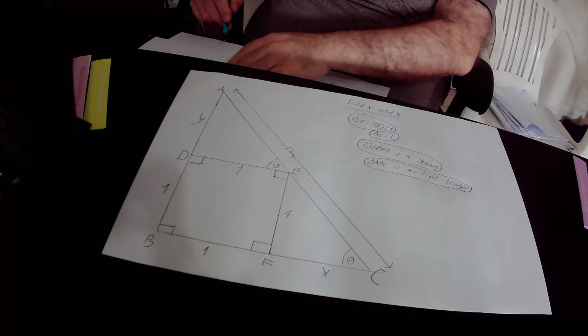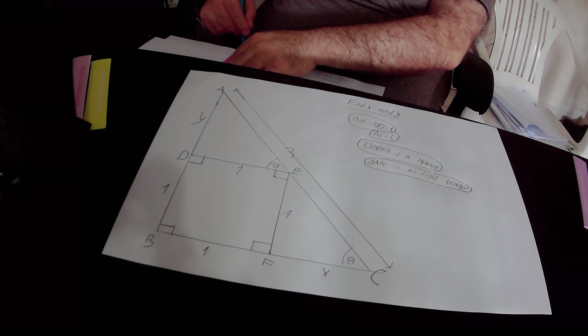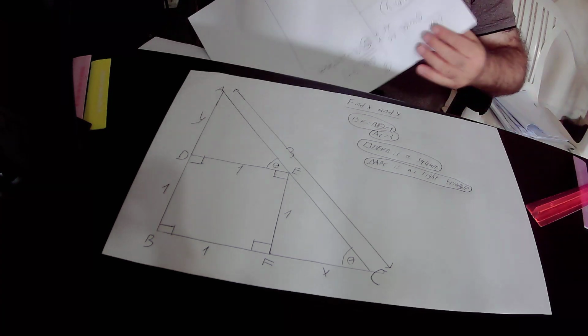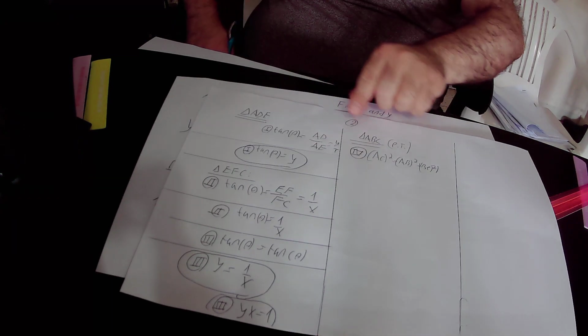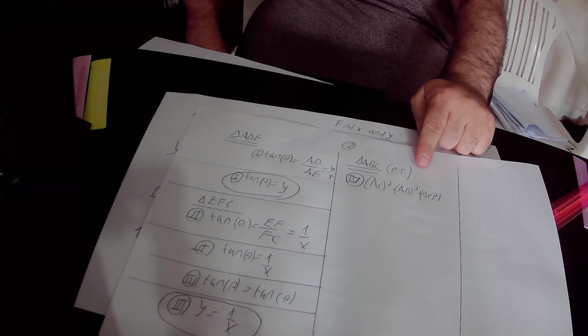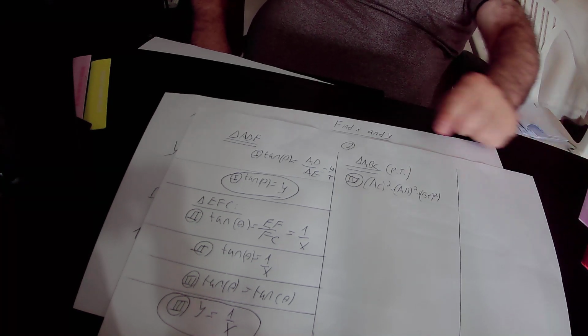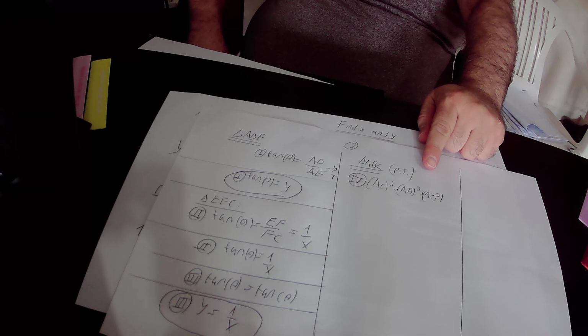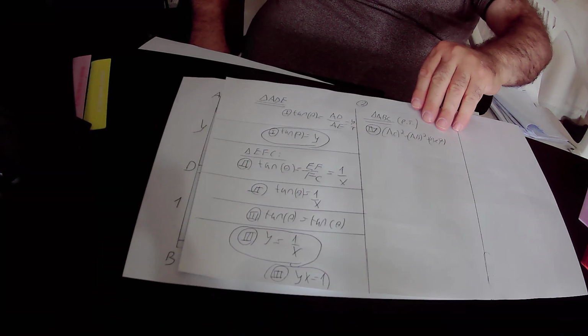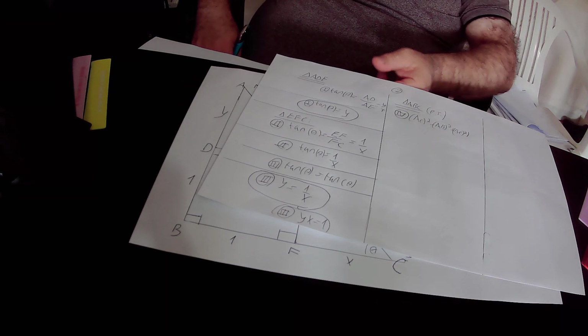I'll repeat again. In the right triangle ABC, according to the Pythagoras theorem, the square of the hypotenuse equals the sum of the squares of the perpendiculars. That is to say, AC square equals AB square plus BC square, according to equation number 4.